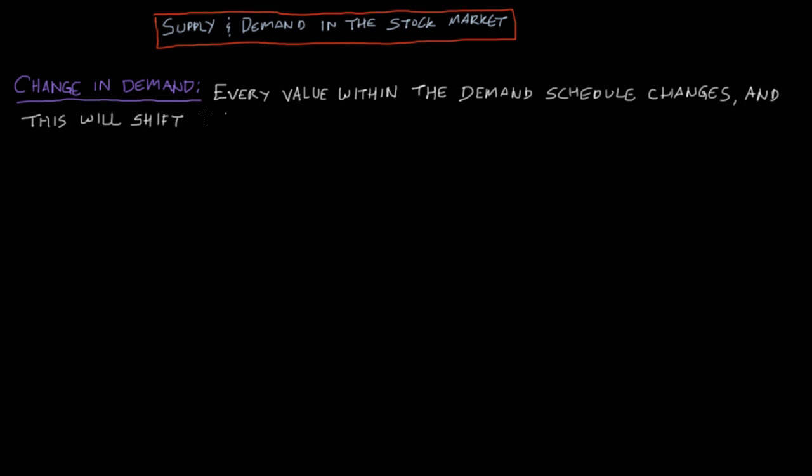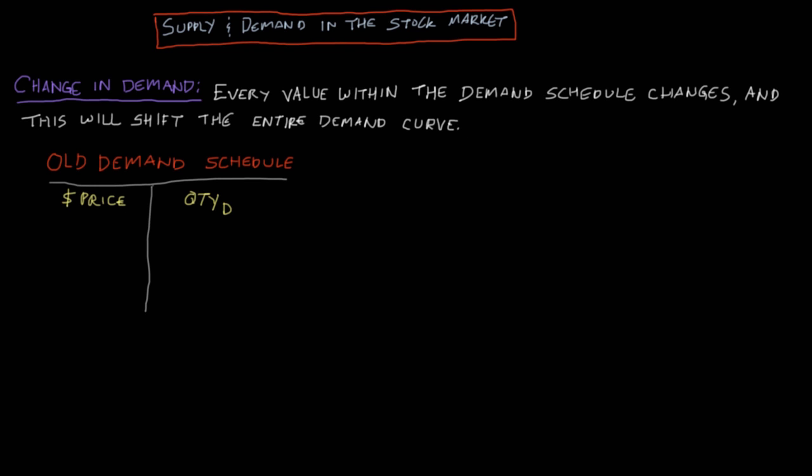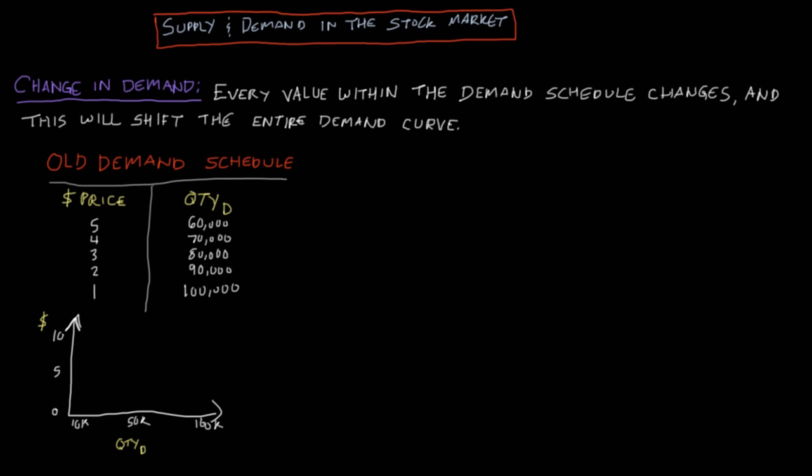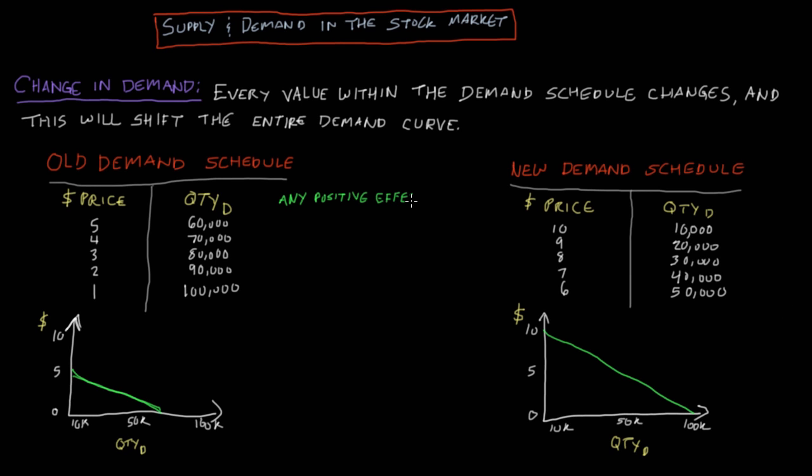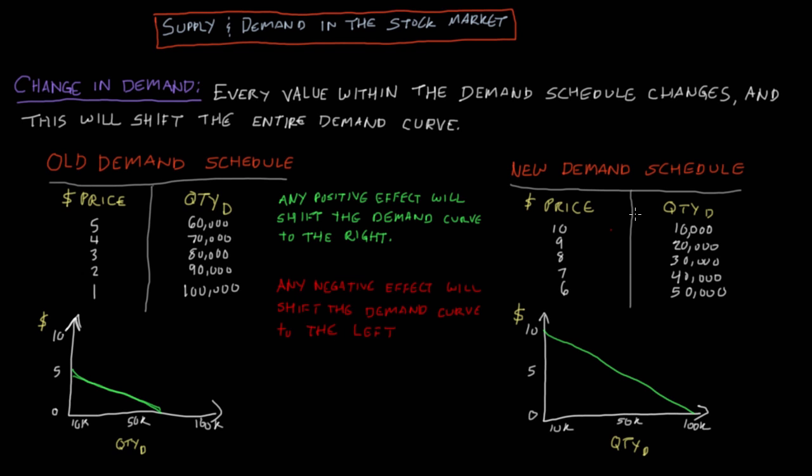A change in demand means that every value within the demand schedule will change. So you basically disregard all of these values and replace them with an entirely new set of values for a new demand schedule. And so what this does to our supply and demand graph is that it shifts the entire demand curve either to the left or to the right. Any positive effect will shift the entire demand curve to the right, and any negative effect will shift the entire demand curve to the left.